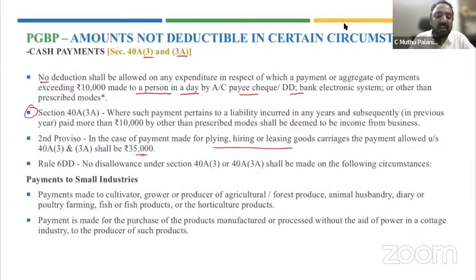So what are they saying? The business is in the business of plying, hiring, and leasing goods. And in that case, the limit is not 10,000. The limit is 35,000.